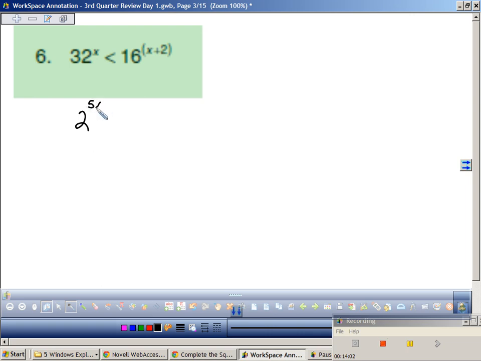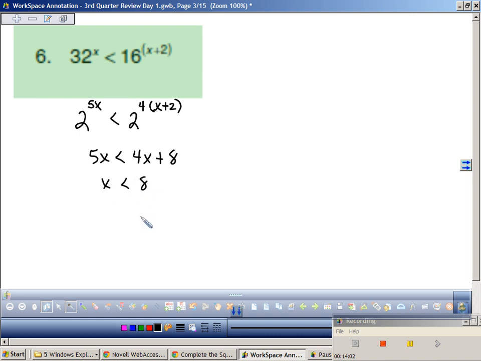5th. x is less than 2 to the 4th, x plus 2. Now that they have common bases, I can compare their exponents. So 5x is less than 4x plus 8. So x is less than 8.